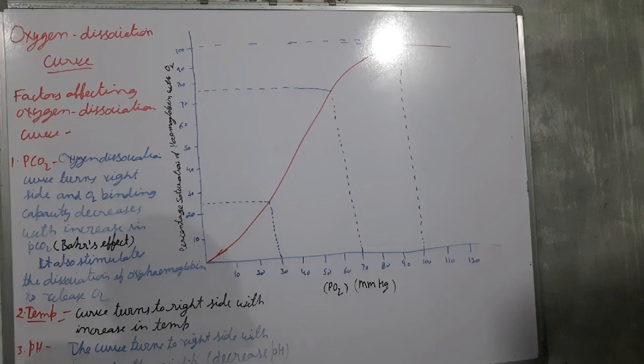So these are the factors which affect the oxygen dissociation curve: the partial pressure of carbon dioxide, temperature and pH.